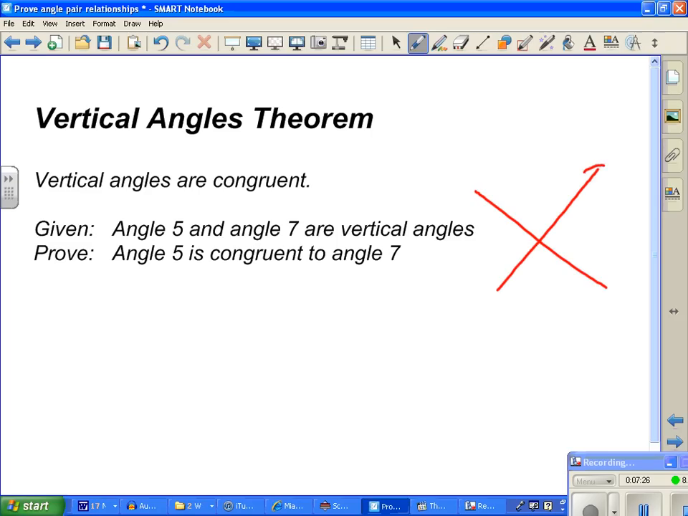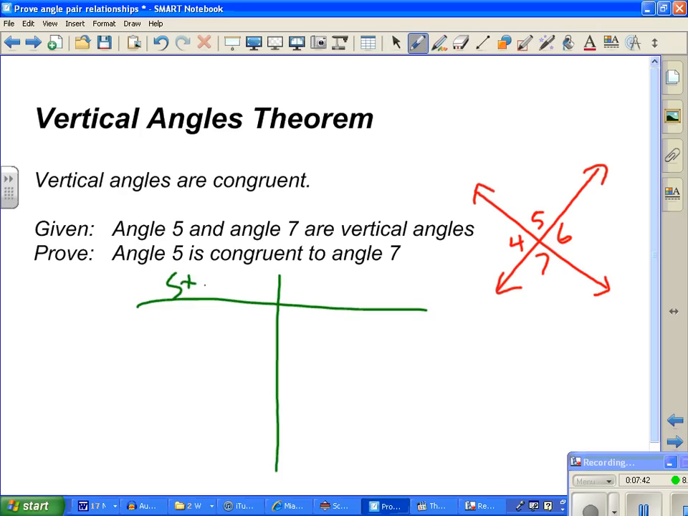So, let's say we have 4, 5, 6, 7. 5 and 7 are vertical angles. True? True. Now, here's what we're going to do. This one's a little trickier. It's important that I draw the picture so I can see what I'm doing. Okay, here we go. 5 and 7 are vertical angles. That's my given. Angle 5 and angle 7 are vertical angles. That's given. What can I do now?